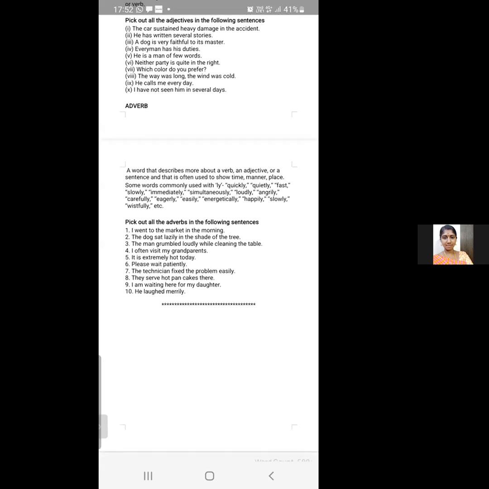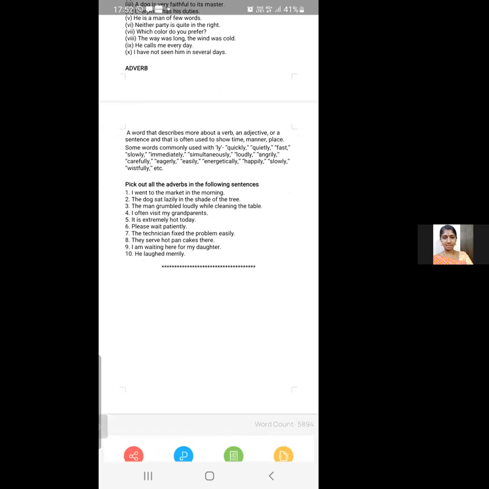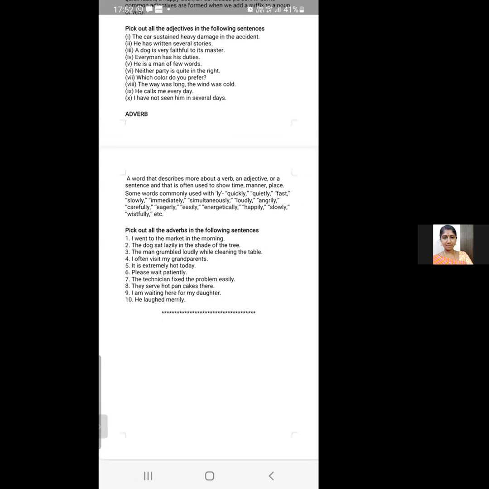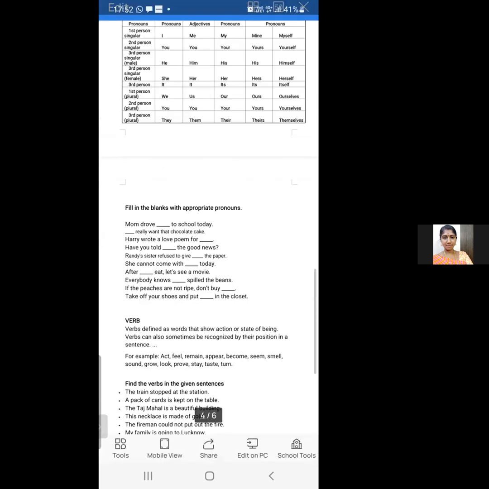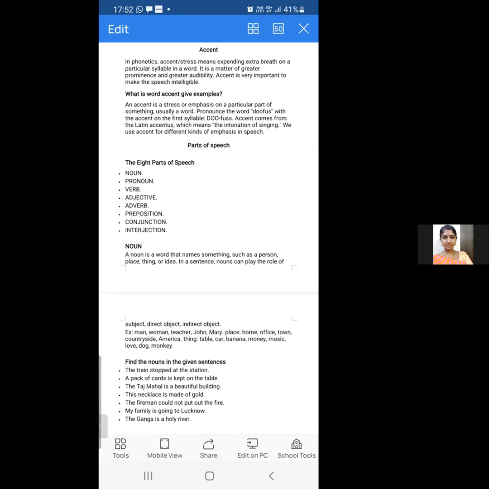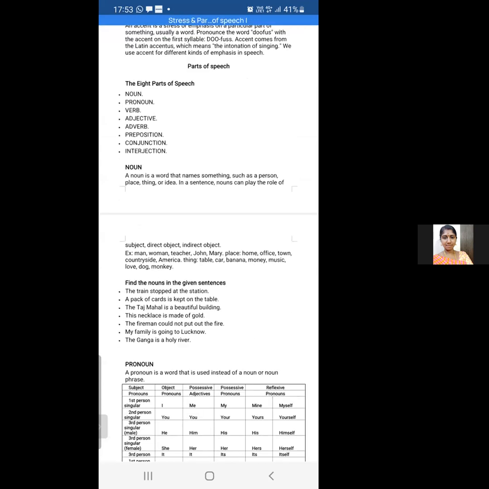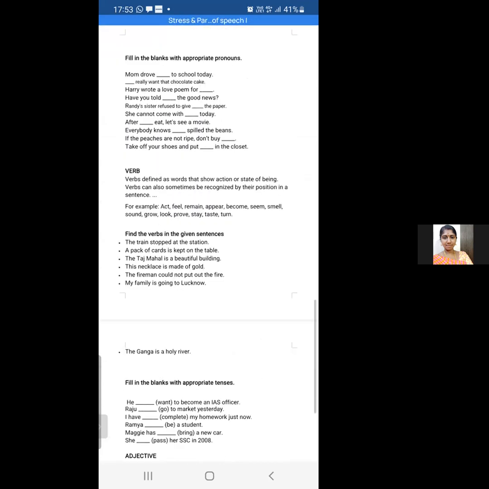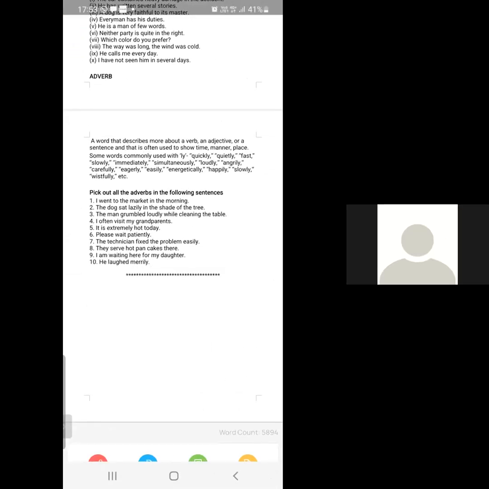So I have given a few sentences for adverbs. In the next class we will get to know more about adverbs and other parts of speech, because here I have covered only 4: noun, pronoun, verb, and adjective. Adverb, preposition, conjunction, and interjection will be covered in the next class. Pick out all the adverbs in the following sentences.